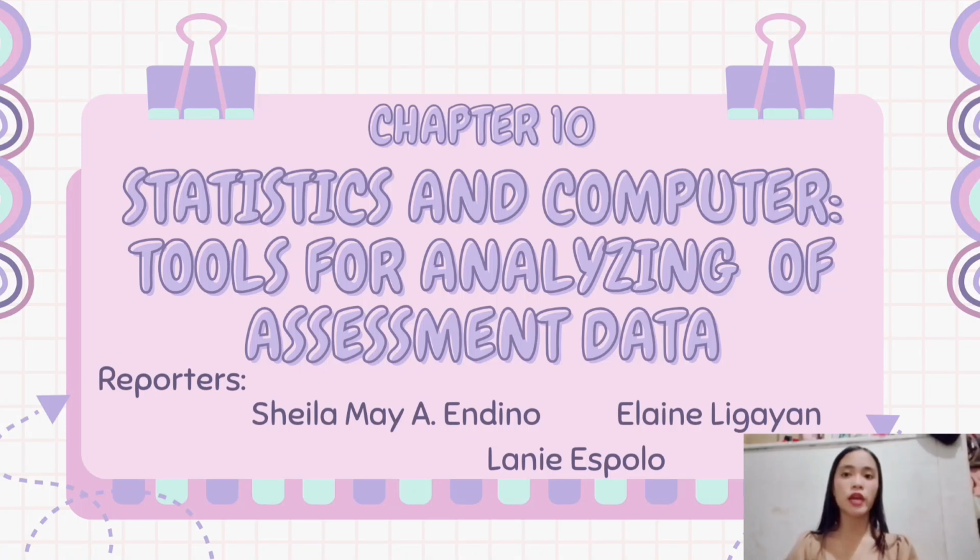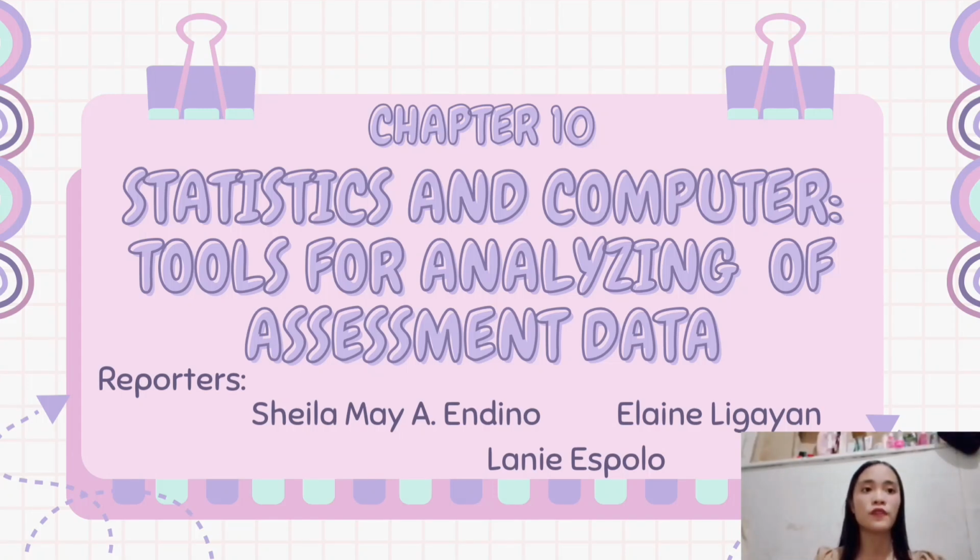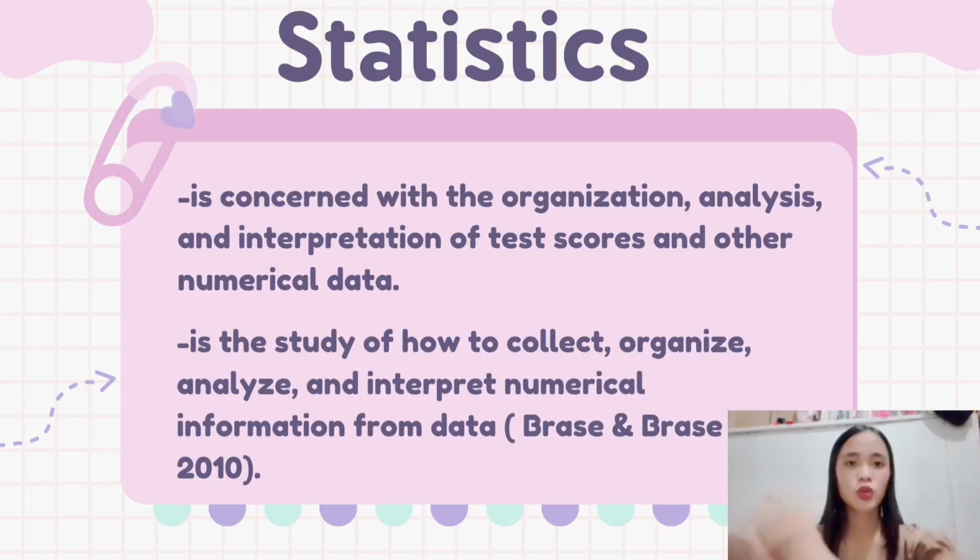So this chapter aims to utilize process data and results in reporting and interpreting learners' performance. There are also three types of statistical measures mentioned in this chapter: the measures of central tendency, the measures of variations, and the measures of relationship. But I will be discussing the measures of central tendency, and as for the rest, it will be discussed by my co-reporter later on. So now let's discuss what is statistics.